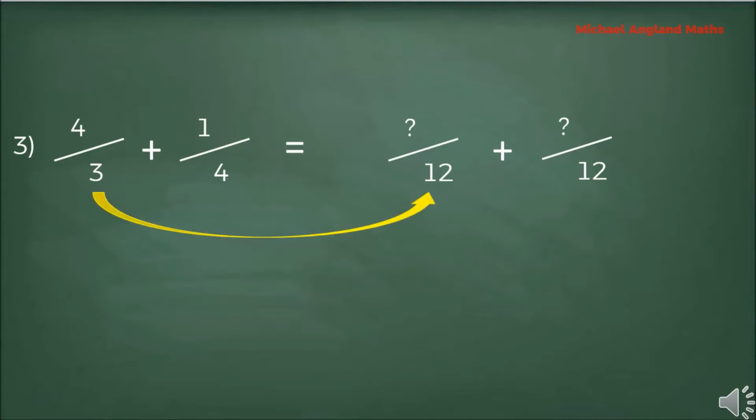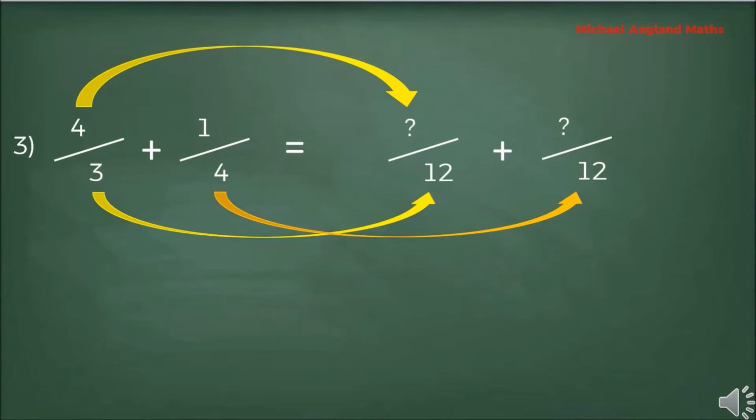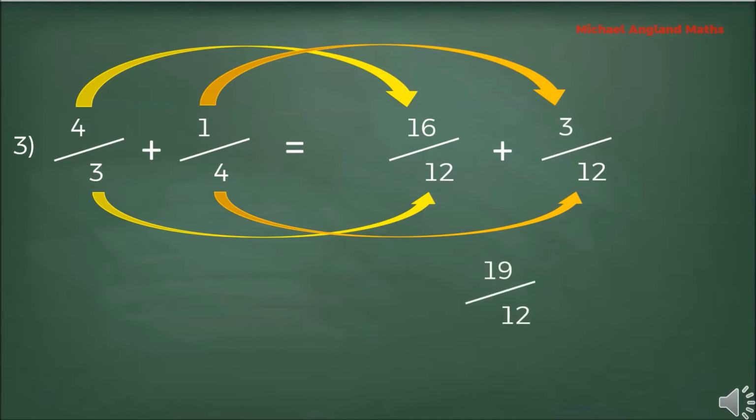Scaling 3 up to 12 is multiplying it by 4, and scaling 4 up to 12 is multiplying it by 3. So the numerator of the left-hand side fraction is multiplied by 4, giving 16. And the numerator of the right-hand side fraction is multiplied by 3, making it 3. So adding the numerators, 16 plus 3, 19 over 12, which can also be written as 1 whole plus 7 over 12.